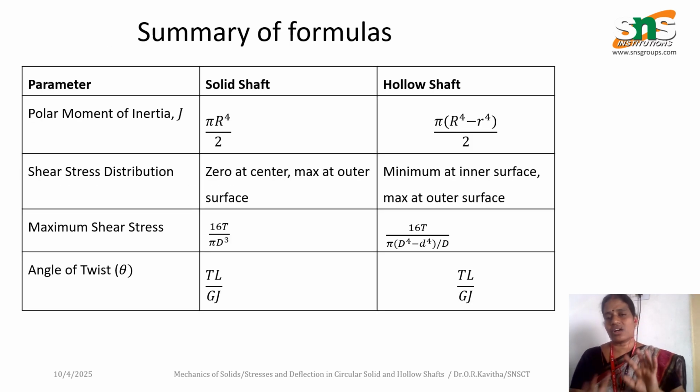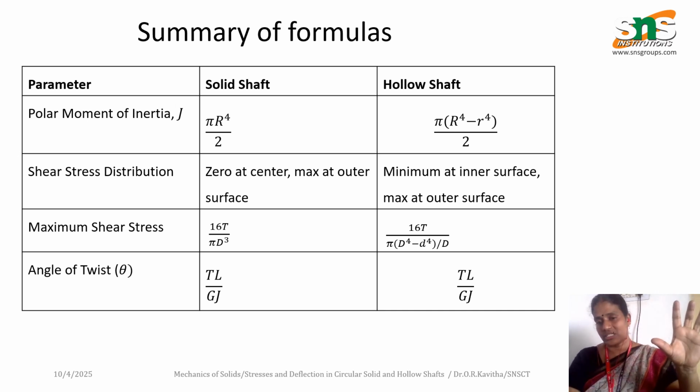Now, summarizing the formulas we have seen. The polar moment of inertia for a solid shaft is pi r power 4 by 2. Similarly, for a hollow shaft it is pi into capital R power 4 minus small r power 4, divided by 2, where capital R is the outer radius and small r is the inner radius. For a solid shaft the shear stress is 0 at the center but maximum at the outer surface. For the hollow shaft it will not be 0 at the center, it will be somewhat minimum, but it is maximum at the outer surface. The maximum shear stress for a solid shaft is given by 16 T divided by pi d cube.